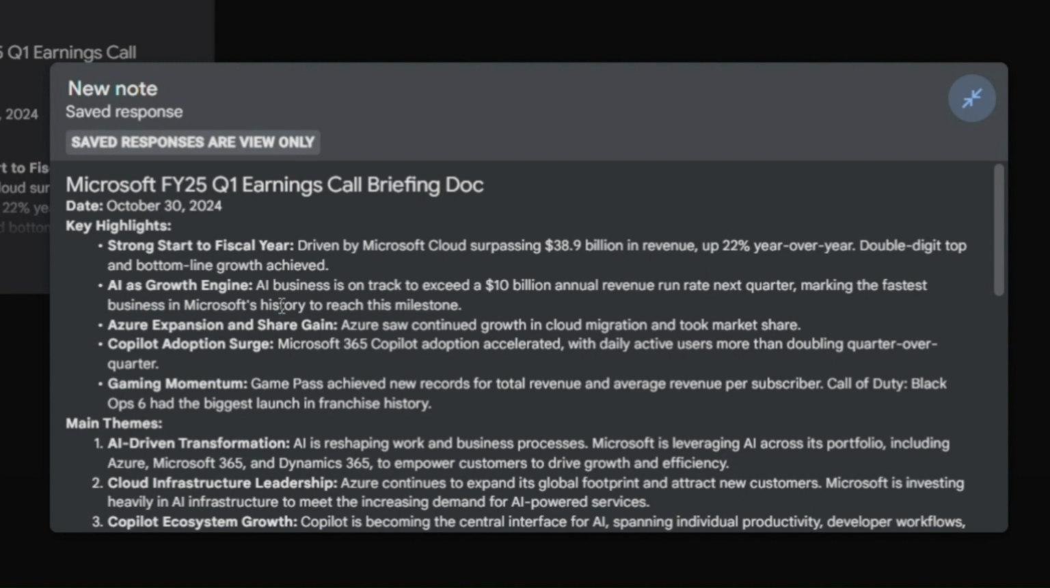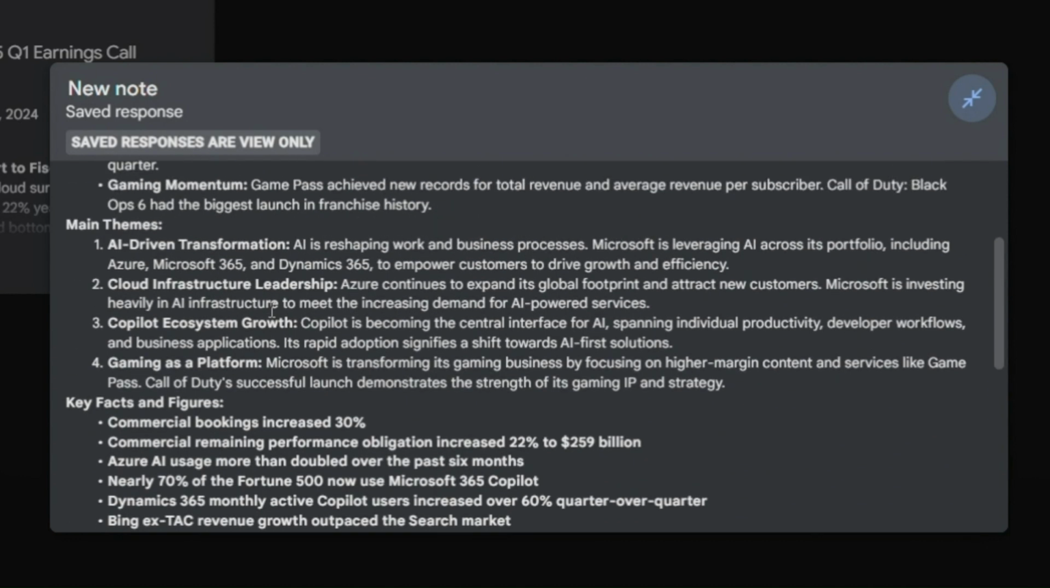Gaming momentum. Game Pass achieved new records for total revenue and average revenue per subscriber. Call of Duty Black Ops 6 had the biggest launch in franchise history. Main themes. AI-driven transformation. AI is reshaping work and business processes. Microsoft is leveraging AI across its portfolio, including Azure, 365 and Dynamics 365, to empower customers to drive growth and efficiency.